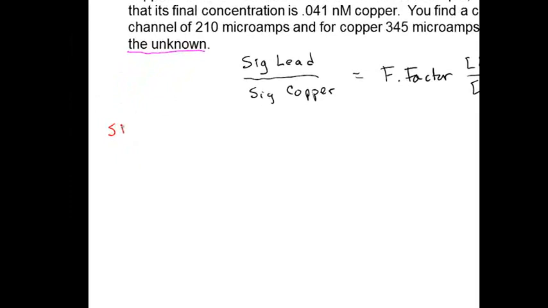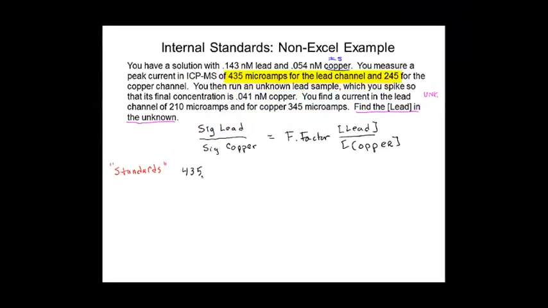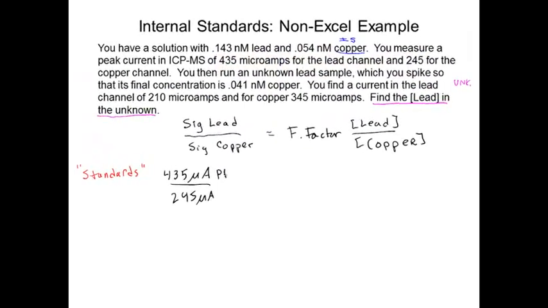Okay, so let's plug our numbers in. It's almost always true that there's some data in a question like this that are kind of your standards. In this case, that's going to be the first data set given, 435 microamps divided by 245 microamps. And we know that this is our lead and this is our copper. If you go up here, you can kind of find them. So for example, here is the copper channel, and here is going to be the lead channel.